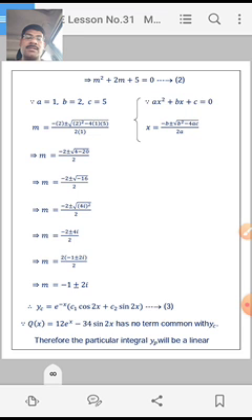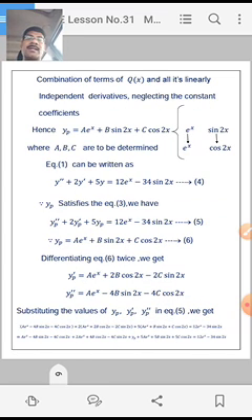Then no term is common with yc. Therefore, the particular integral yp will be a linear combination of q of x and all its linearly independent derivatives, neglecting the constant coefficients. Therefore, yp is equal to a e power x plus b sin 2x plus c cos 2x. That is, the derivative of e power x is e power x, and the derivative of sin 2x is cos 2x. Therefore, a, b, c are to be determined.